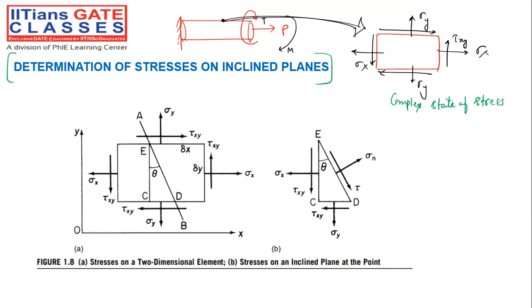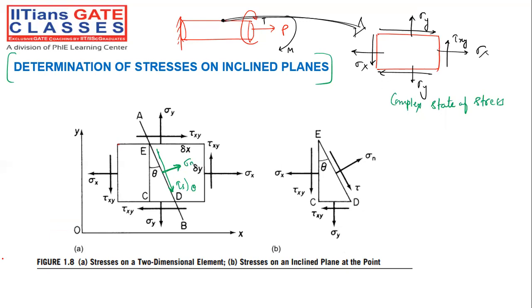My dear friend, in this particular element, I need to find the normal stress on a plane AB, which is defined at an angle theta, and what the shear stress value is. What is the normal stress and what is the shear stress? That is what we need to find, my dear friend, right? And we can very easily find it, there's no doubt in that. How can we find it?